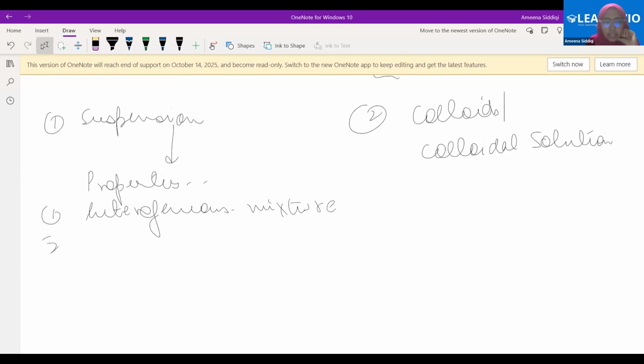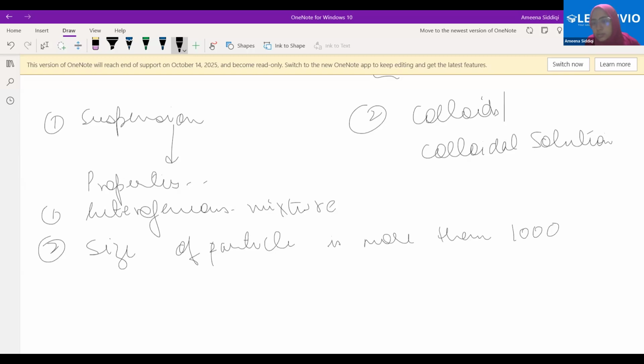Clear? Second, very important. Since it's a heterogeneous mixture, that means no dissolving will happen. The particles of one component will be suspended in the particles of the other component. Why is that happening? Size of the particle, please pay attention to this. Size of the particle is more than 1000 nanometer. There it was less than 1 nanometer. Here it is more than 1000 nanometer. You can clearly see the difference. Therefore, dissolving will not take place.